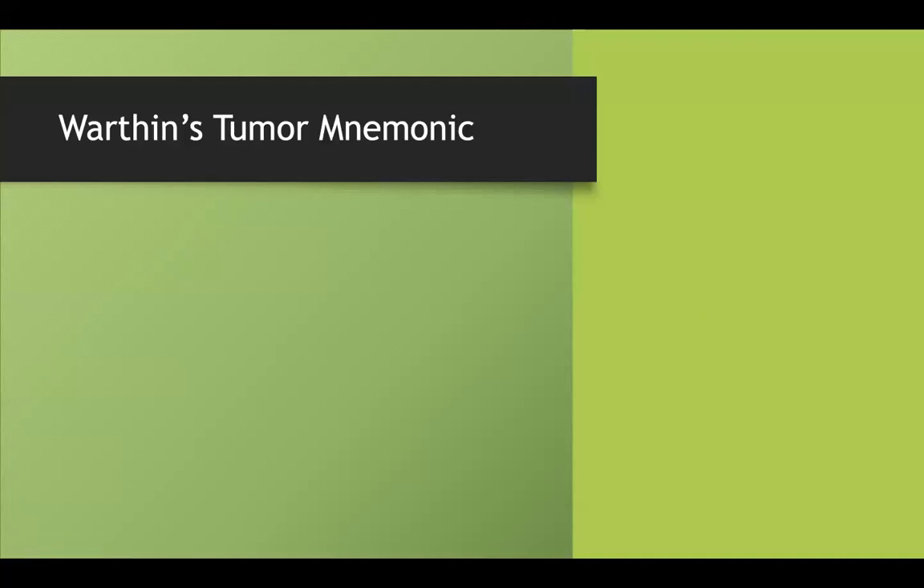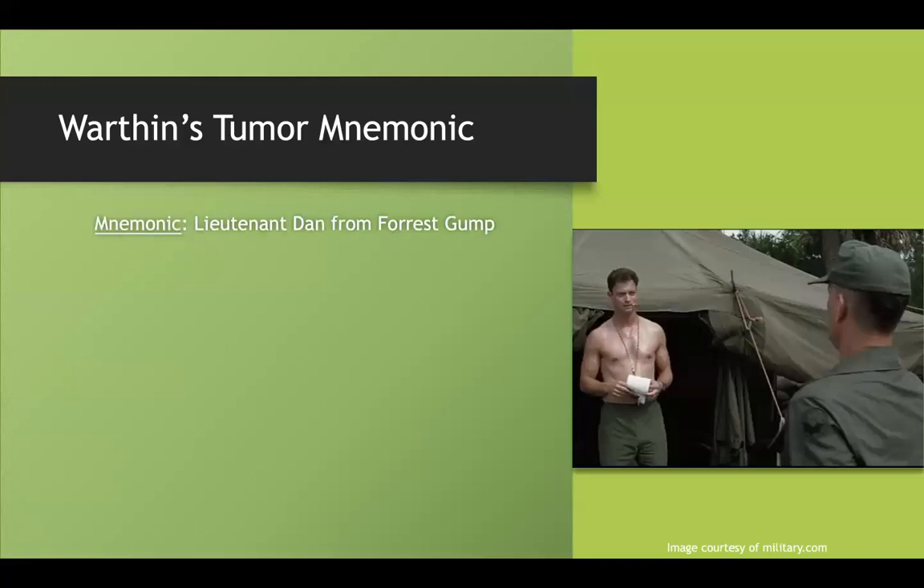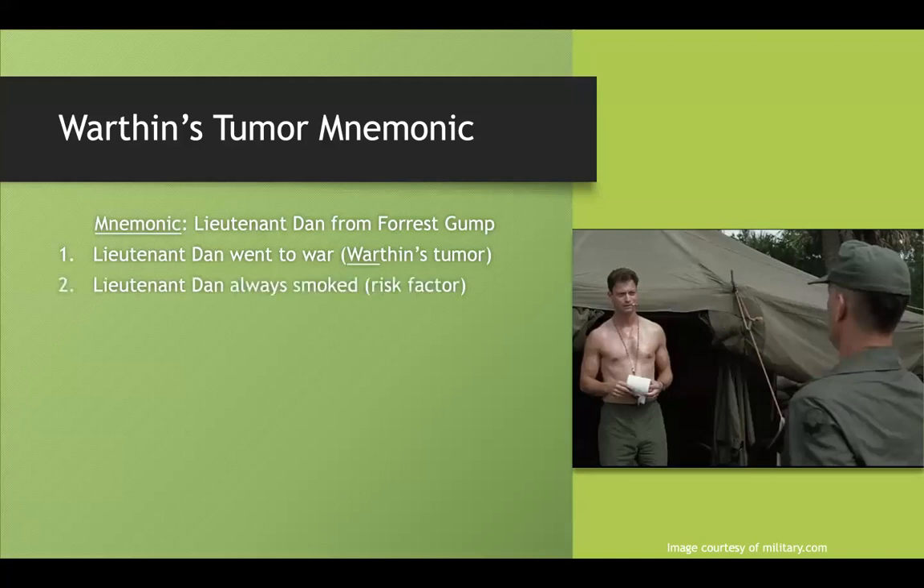For Warthin's tumor, I remember it by thinking about Lieutenant Dan from Forrest Gump. If you haven't seen Forrest Gump, you should. If you have seen Forrest Gump, you should watch it again. I remember it because Lieutenant Dan, we know he went to war. That's how I remember it's Warthin's tumor mnemonic. He always smoked in that movie, right? You'd always see him with a cigar in his mouth. So that's how I remember smoking's a risk factor. He was a protagonist in the movie. He had his goods and bads, but he was definitely a protagonist. So that's how I remember it's benign.